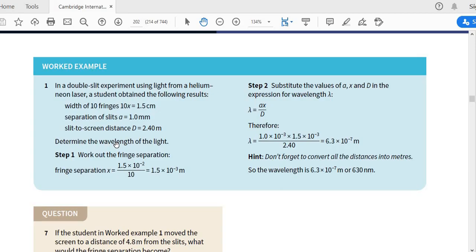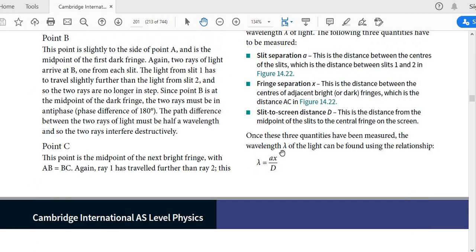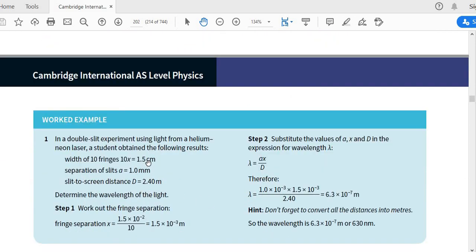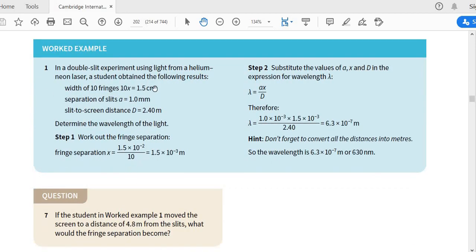So first, now what we are supposed to find is the wavelength, lambda. So we can use this equation, lambda equals ax over d. A we know, d also we know, but the x only we have to first find. So x is, for 10 it is 1.5. So for 1 it will be, because this is the distance between 10 fringes. Okay, width of 10 fringes. So we want to find the width of one fringe. Width of one fringe is the same as the distance between one fringe to the next fringe, bright fringe to bright fringe. So it's 1.5 for 10. You divide by 10 and then you get this. So this will be x.